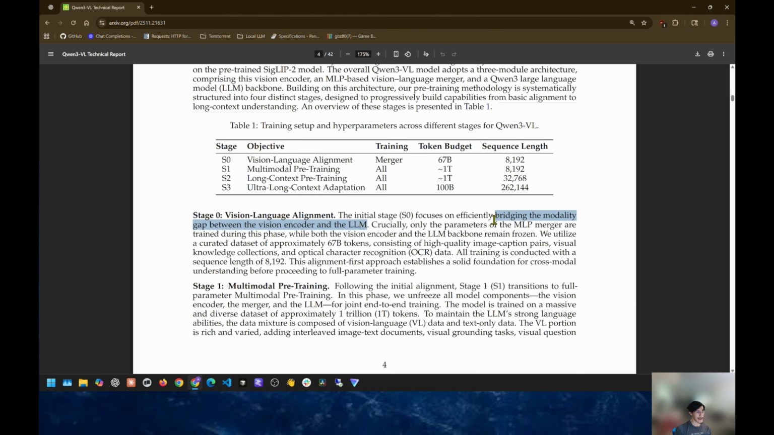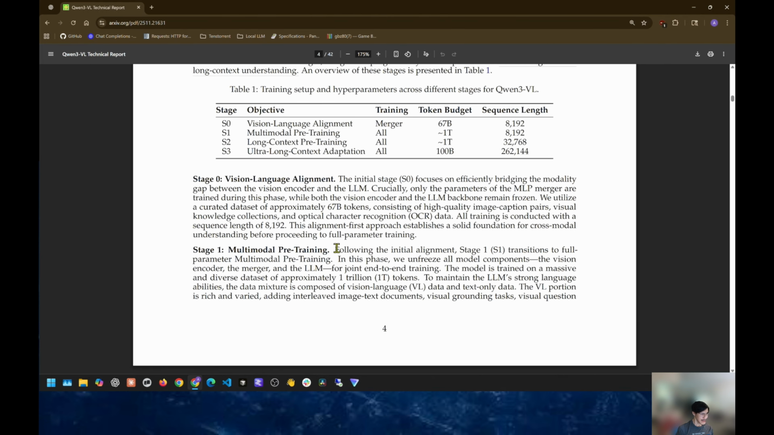Crucially, only the parameters of the MLP merger are trained during this phase, while both the vision encoder and LLM backbone remain frozen. We utilize a curated dataset of approximately 67 billion tokens, consisting of high-quality image caption pairs, visual knowledge collections, and optical character recognition data. All training is conducted with a sequence length of 8K. This alignment-first approach establishes a solid foundation for cross-modal understanding before proceeding to full parameter training.